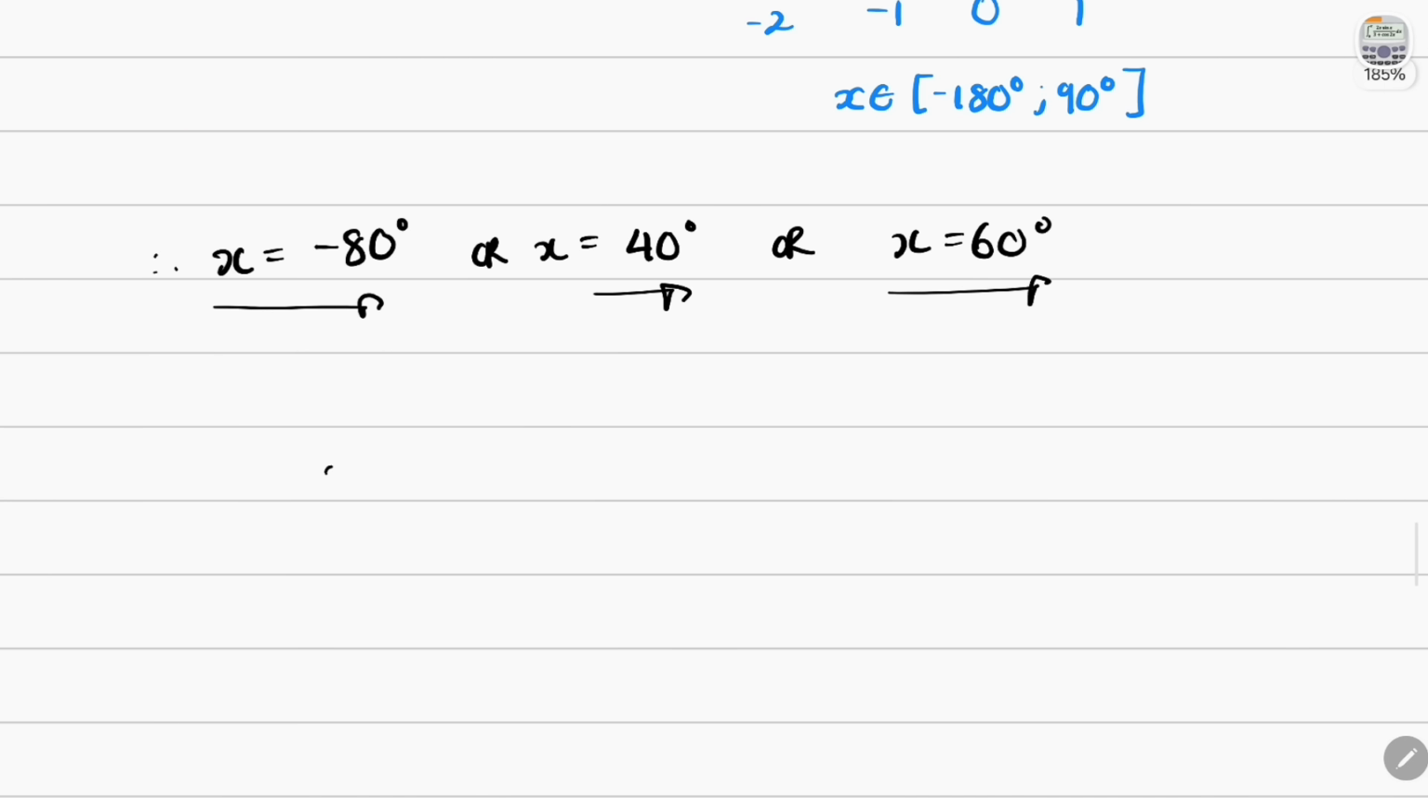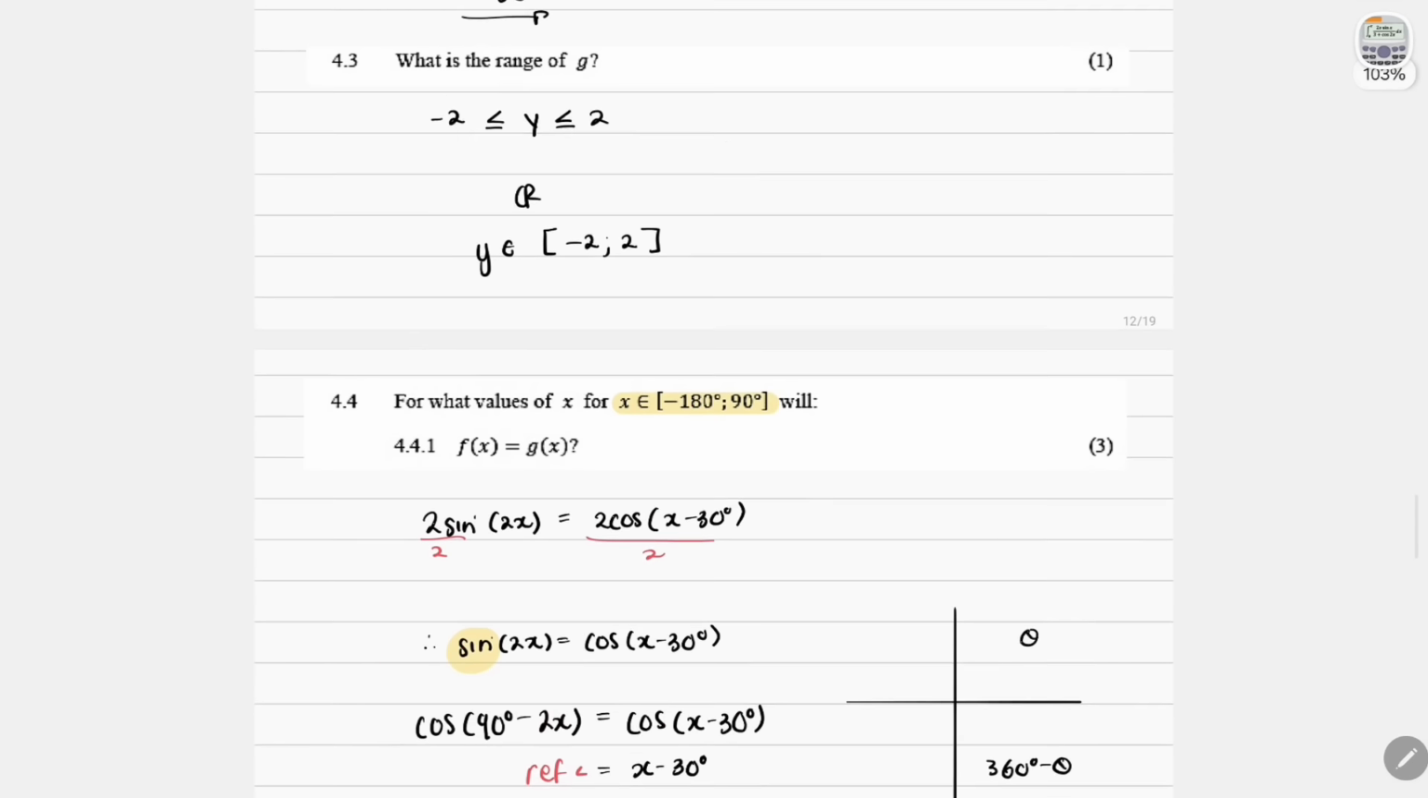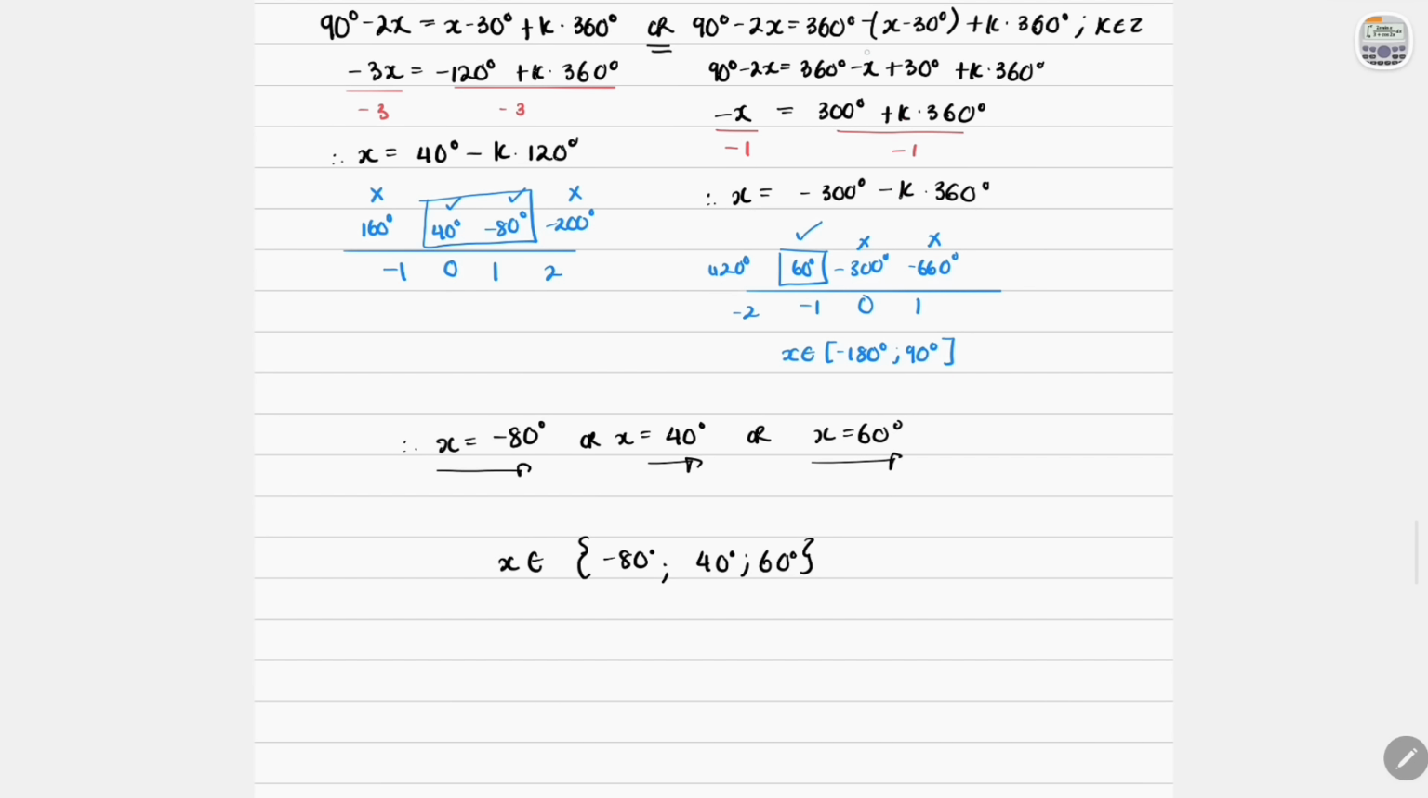You can write them as x is an element of, and then you just put them in these braces, negative 80 degrees, then you're saying 40 degrees, and 60 degrees. Okay, and that is it for that question. Moving on to the next question.